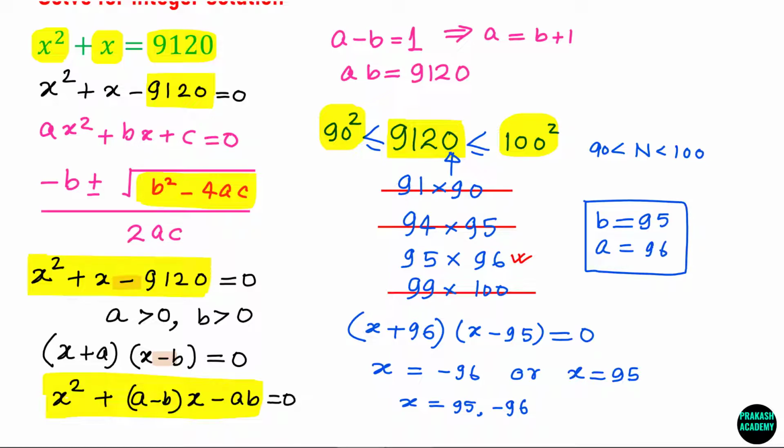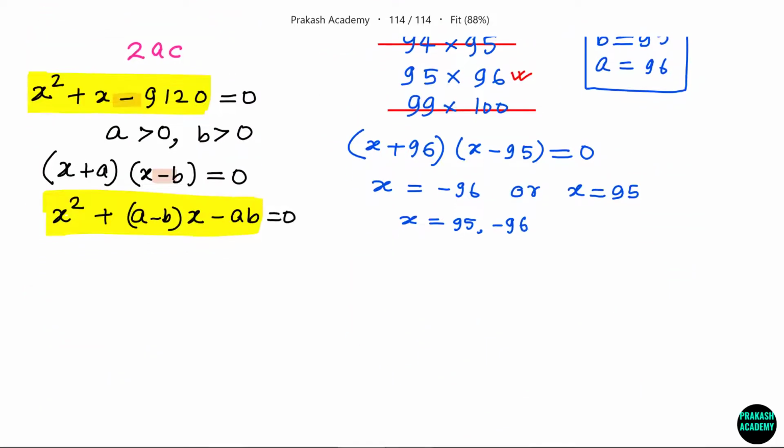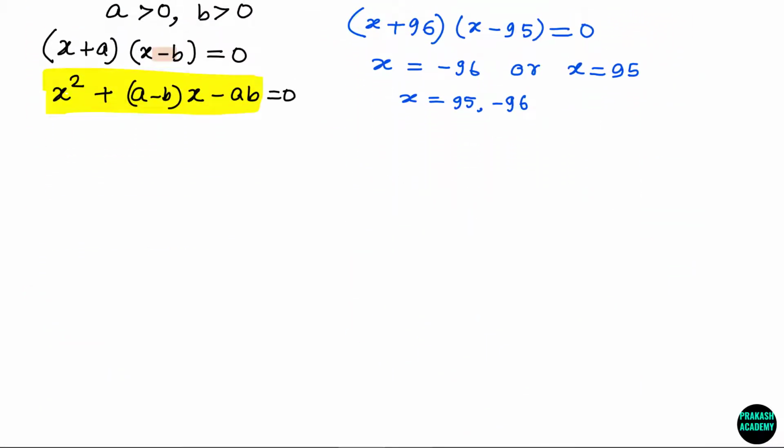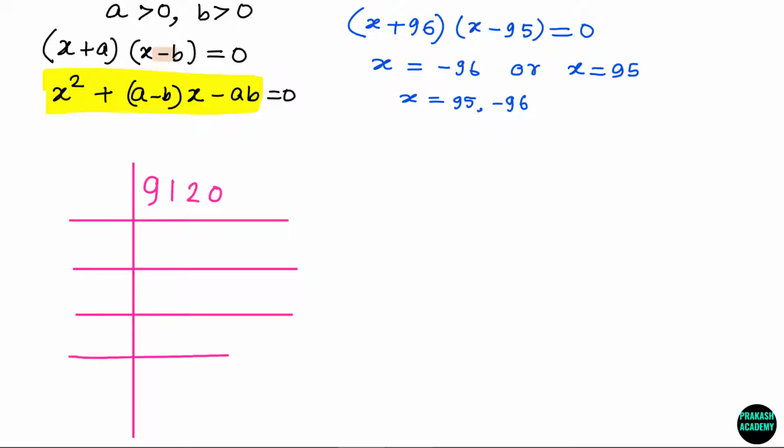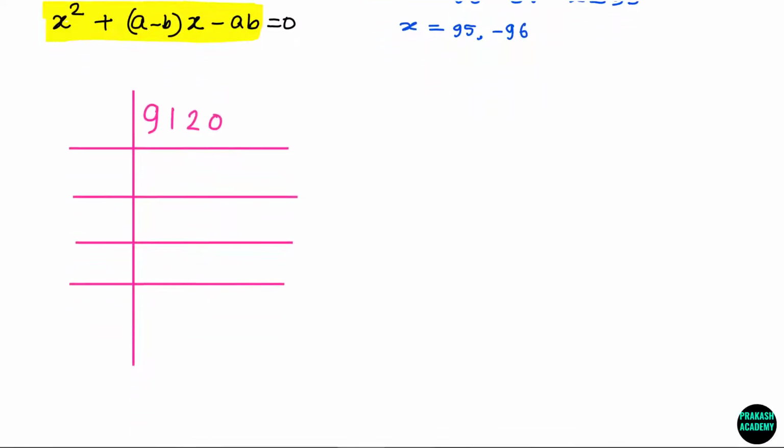Another method you can have is to simply factorize 9120 and find two numbers whose product is 9120 but the difference is 1. So let us factorize 9120. You can also solve using this method. So this is the number and I am going to factorize this. I will need multiple steps, so I need to do factorization. Let us first factorize by 2.